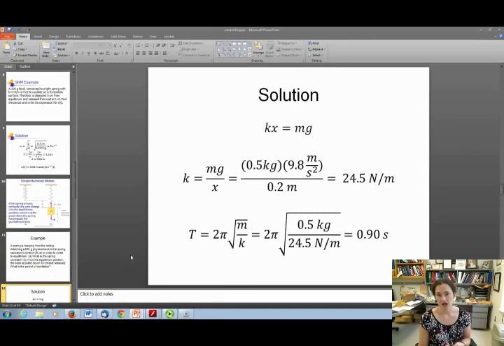Now for my period, I've got the equation T is equal to 2 pi times the square root of m over k. Plugging in the numbers for m and k that I found in the previous step, I get 2 pi times the square root of 0.5 divided by 24.5, and that gives me a period of 0.9 seconds. So it's pretty straightforward.